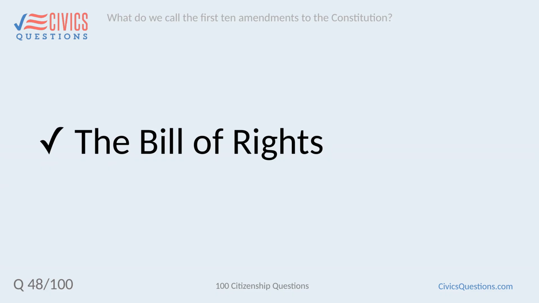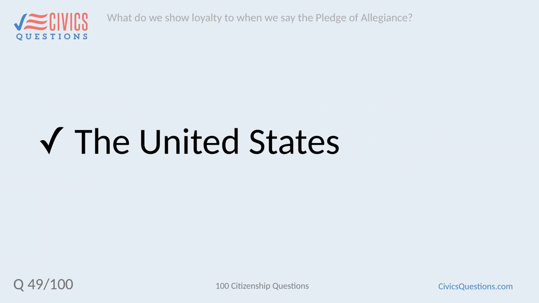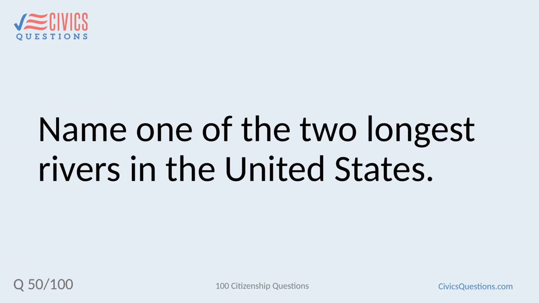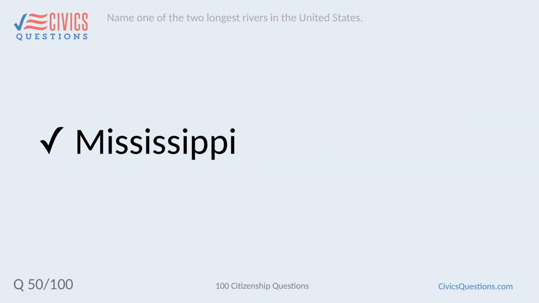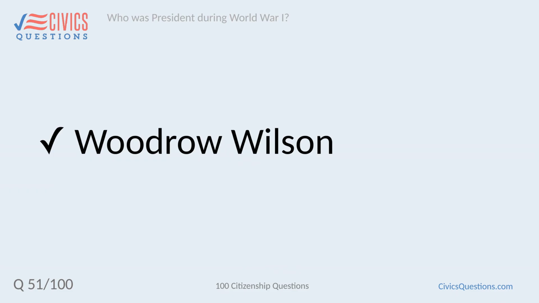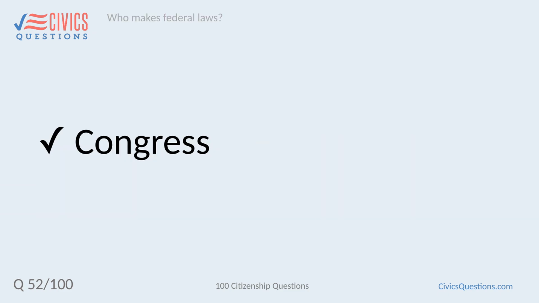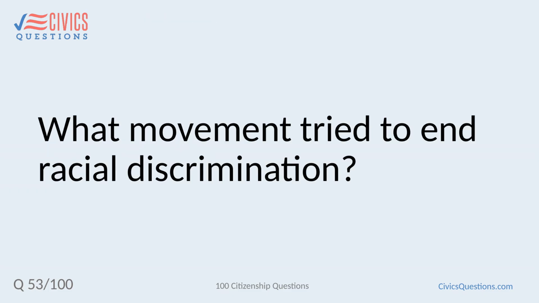The Bill of Rights. What do we show loyalty to when we say the Pledge of Allegiance? The United States. Name one of the two longest rivers in the United States. Mississippi. Who was president during World War I? Woodrow Wilson. Who makes federal laws? Congress.